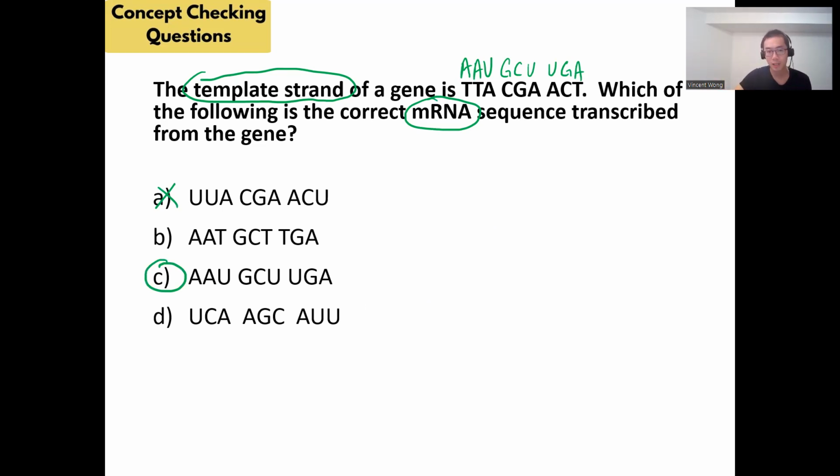For those of you who did not choose C, have I convinced you that it's C? Do you understand why it is C? Moving forward is only going to get more complicated. So if you don't understand, tell me what it is that you don't understand so I can help you clarify it. Template strand, RNA: you need to use the base pairing rule.